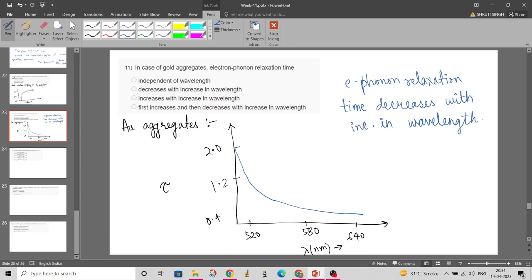increase in wavelength. So with the increase in wavelength, the electron oscillation and the phonon spectral overlap happens, and the interfacial scattering with more aggregation leads to faster relaxation time. So here the answer will be: the electron phonon relaxation time decreases with the increase in the wavelength.